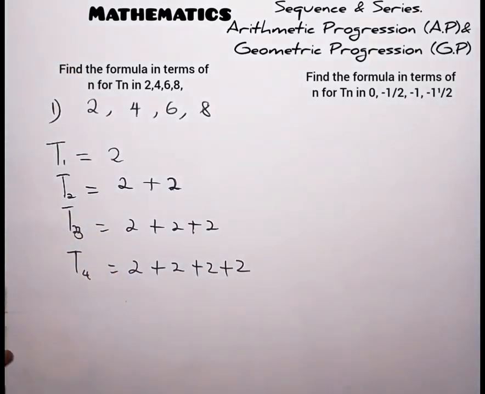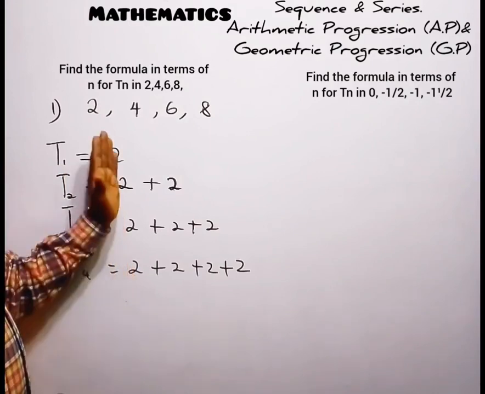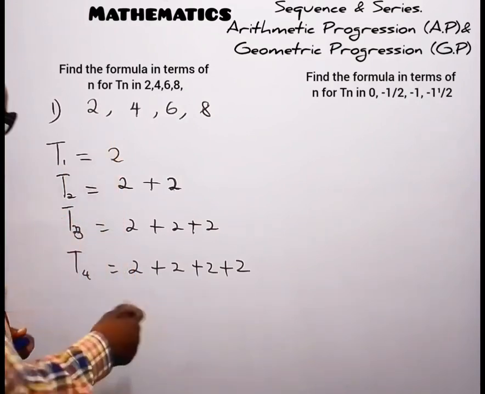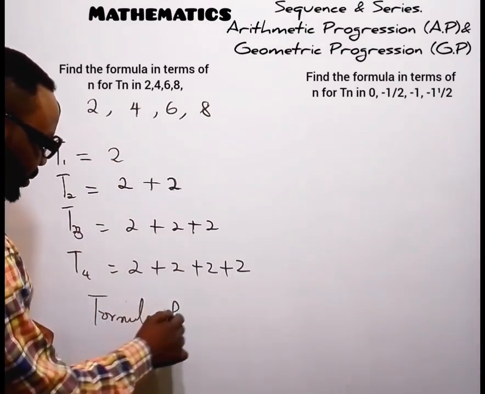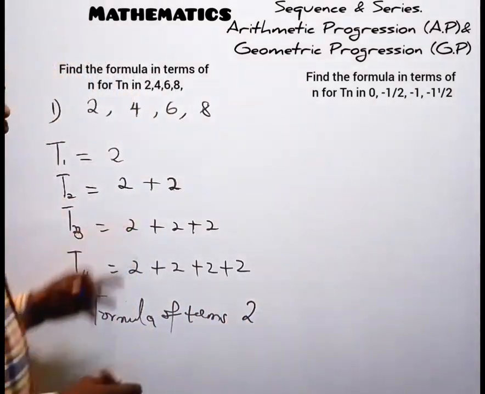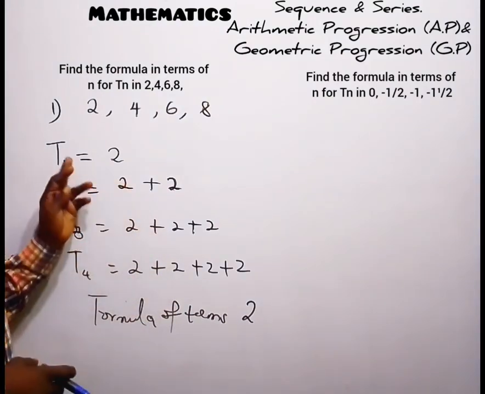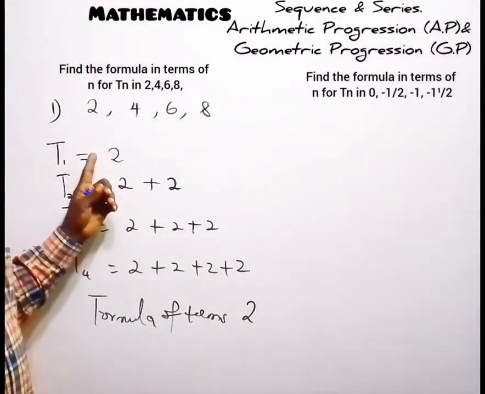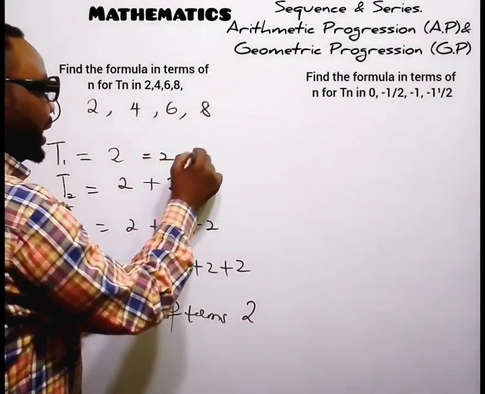Now, when you look at each of these terms very well, you will discover that 2 is common to all the terms that we have here. So for the formula of the term, 2 is common to all of them. Then there is the number of terms each of them belongs to. Let's look at it. This is the first term. How many 2s do we have there? Just 1. So we can say that this is 2 multiplied by 1.